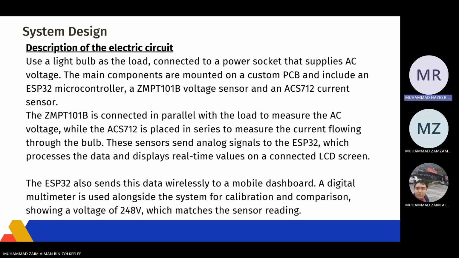The sensors send the analog signal to the ESP32, which processes the data and displays the real-time values on the connected LCD screen. The ESP32 also sends this data wirelessly to a mobile dashboard, and a digital multimeter is used alongside the system for calibration and comparison, showing a voltage of 248 volts, which matches the sensor reading. Next slide, please.